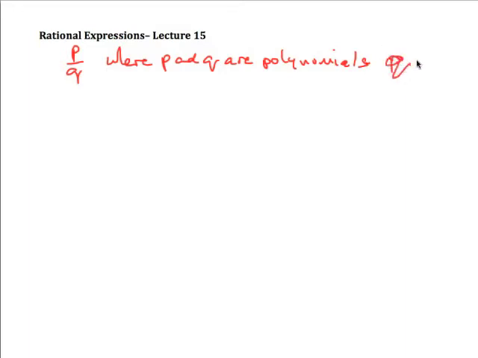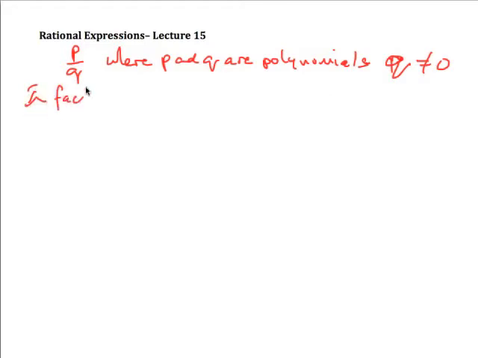Okay, in this lecture we're going to discuss rational expressions. A rational expression is any expression such as P over Q where P and Q are polynomials. And of course Q here cannot be equal to 0.